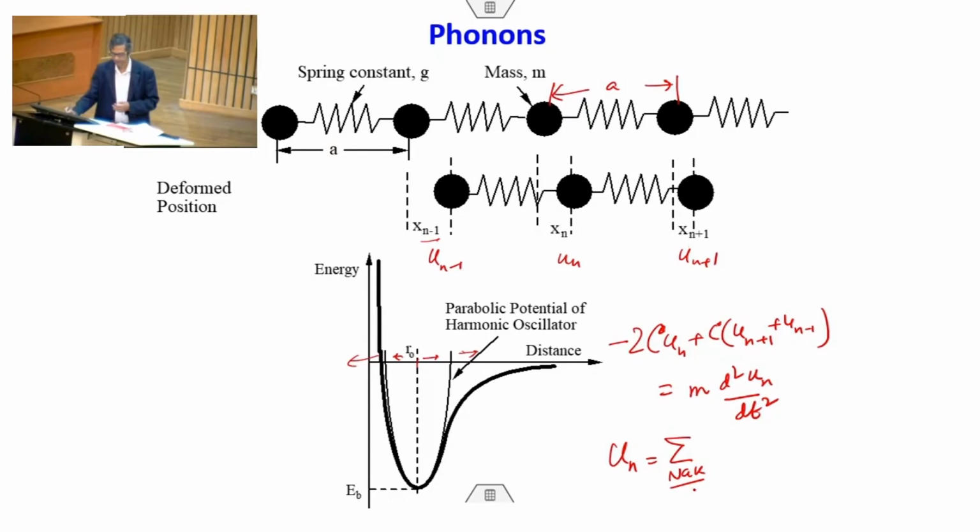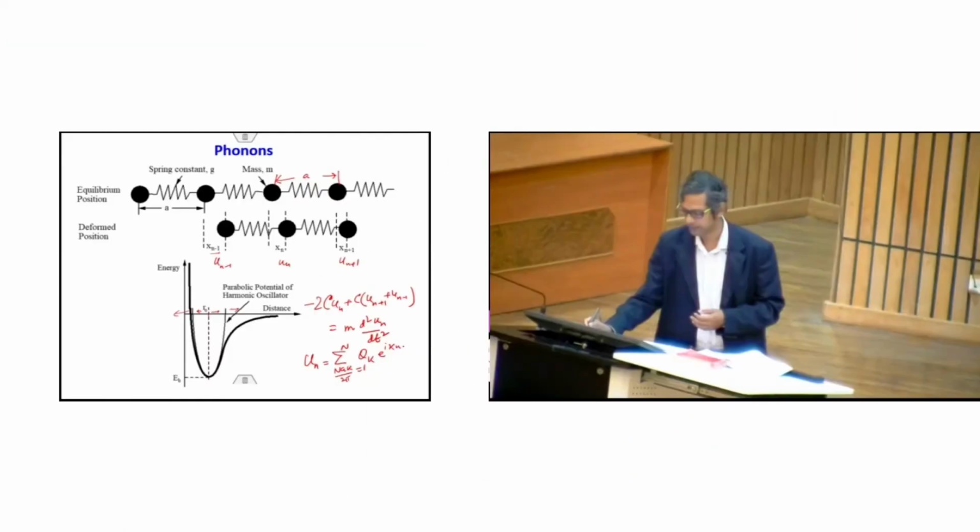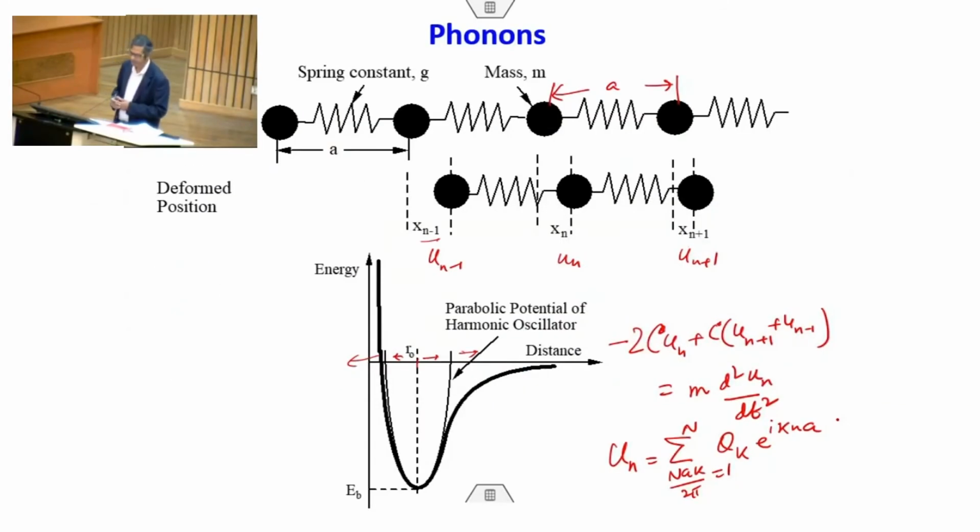Sum over n, a k by twice pi going from 1 to n, q k exponential i k n a. You must be thinking, what is k? k is the Fourier space constant. Normally it is the inverse of distance. It is like in the case of photons, where k is twice pi by lambda. In this case also, k is twice pi by a, where a is the interatomic distance. And q is known as the normal coordinates, the continuum field modes.